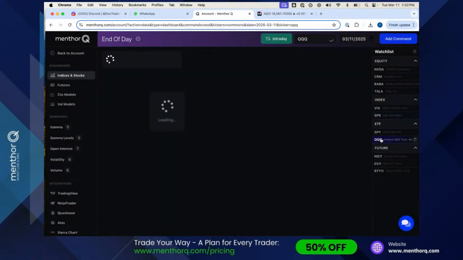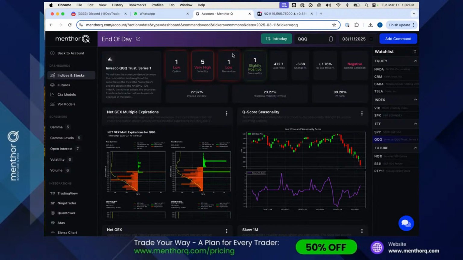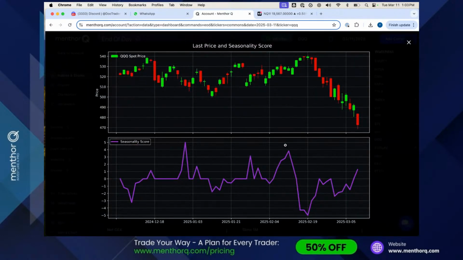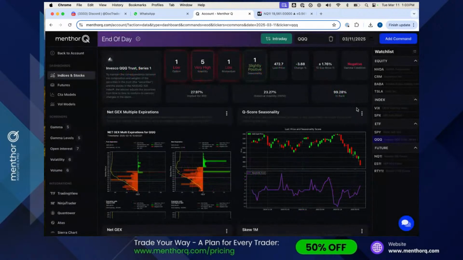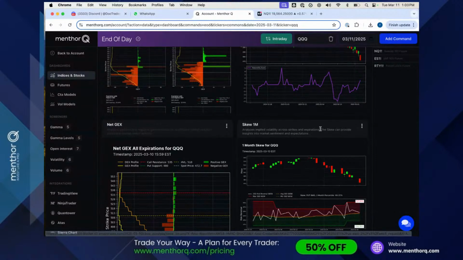We see the same picture if we look at QQQ. We're still in a negative gamma environment, with a very low option score and very low momentum, but we do see an increase in seasonality. Same picture: seasonality dropped down here. We saw this massive drop over the past few weeks, and now seasonality bottomed right there and is going back into positive territory. With that said, Doc, let me know if you have anything to add here, and then I'll pass it back to you.